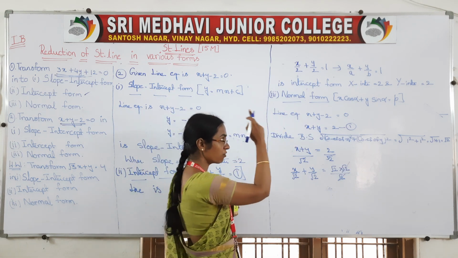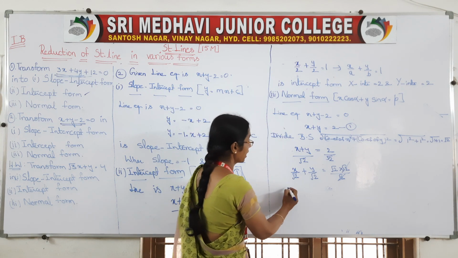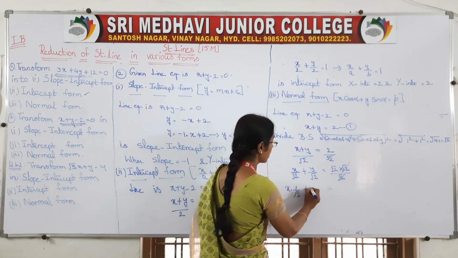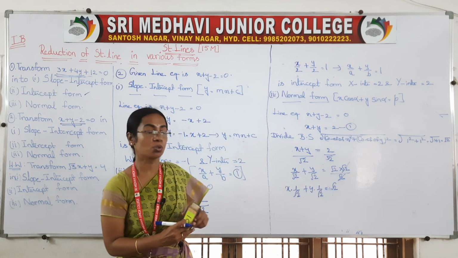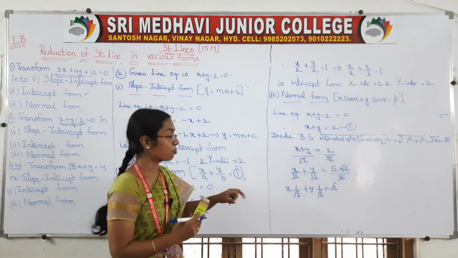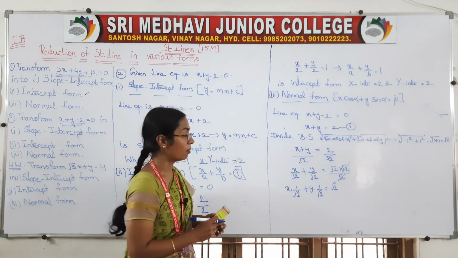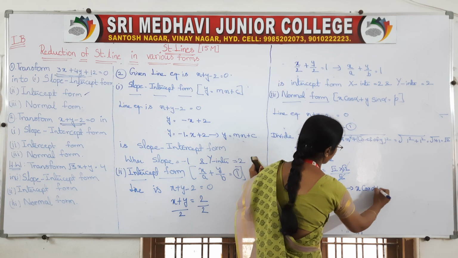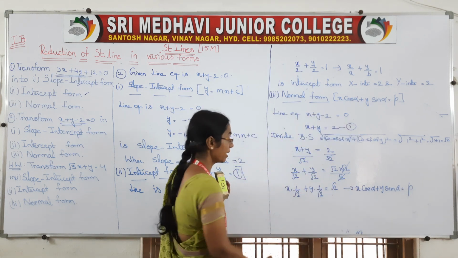Now try to write in exactly the normal form. So some constant into x. So we can write this as x into 1 by root 2 plus y into 1 by root 2 is equal to root 2. x cos alpha plus y sin alpha is equal to p, and this value is positive. Now exactly in your form, right? Which form is this? x cos alpha plus y sin alpha is equal to p.